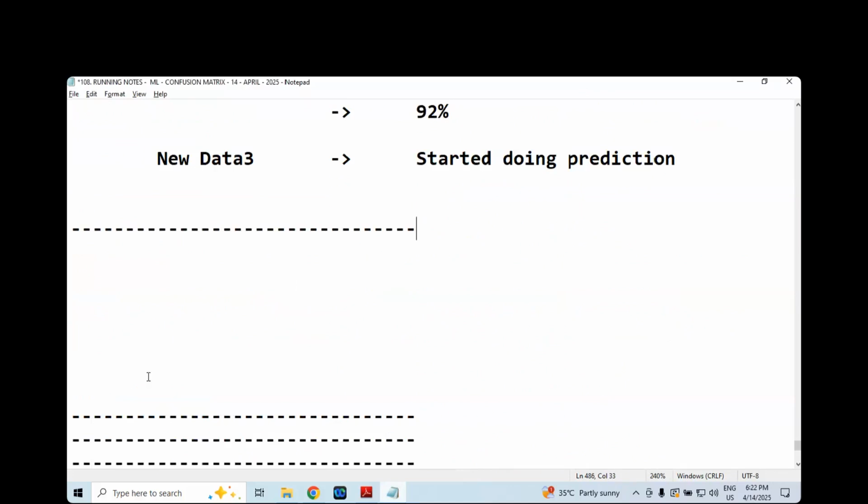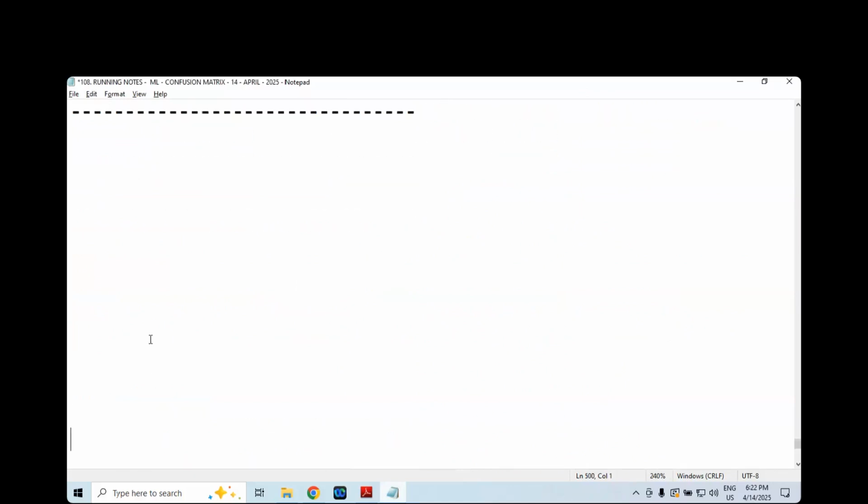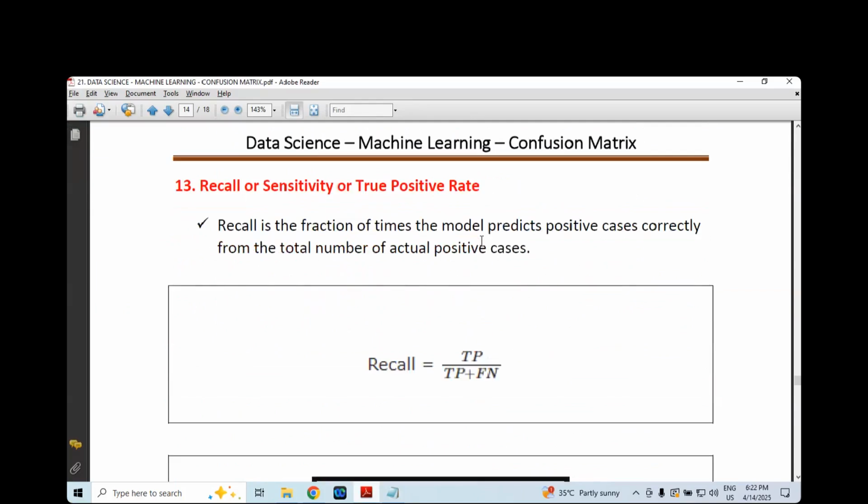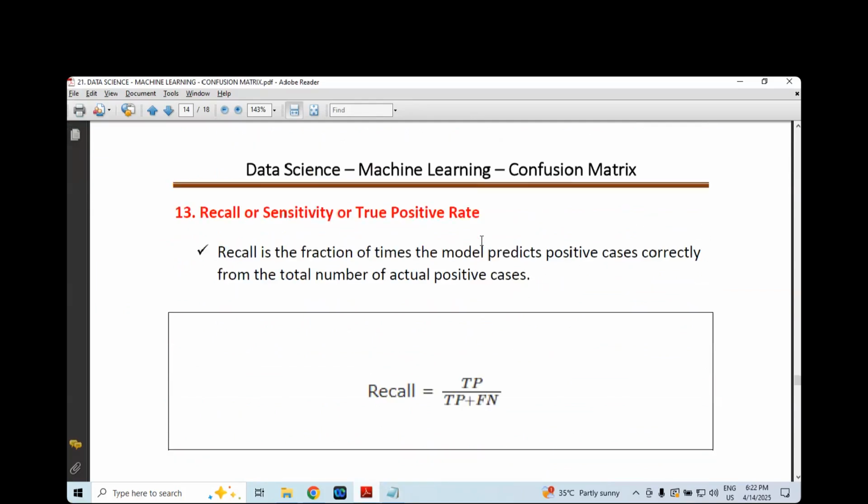What is the first metric? Accuracy. Do I need to remember the formula? That's okay, even if you didn't remember the formula, that is okay. The next one is called recall. You can ignore the first two words and instead use true positive rate.